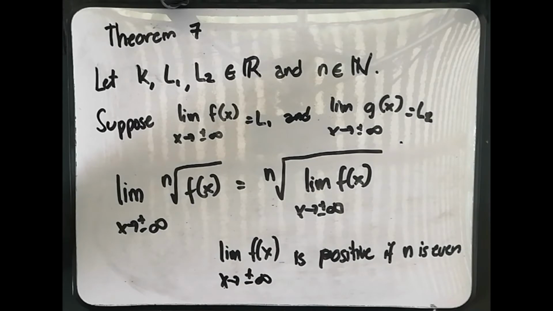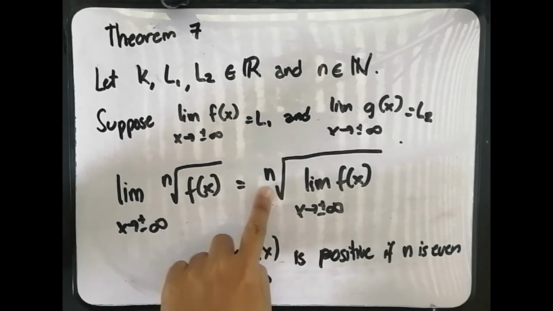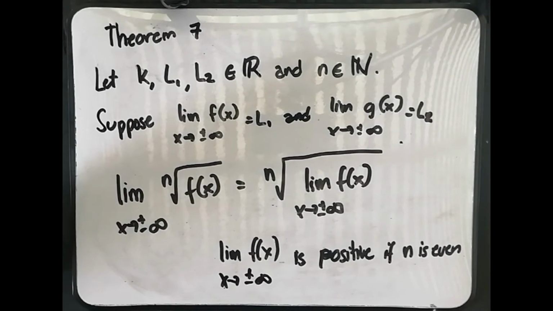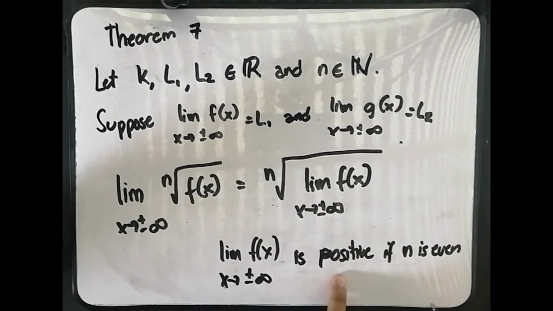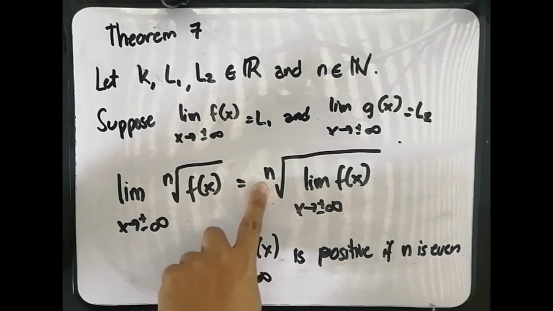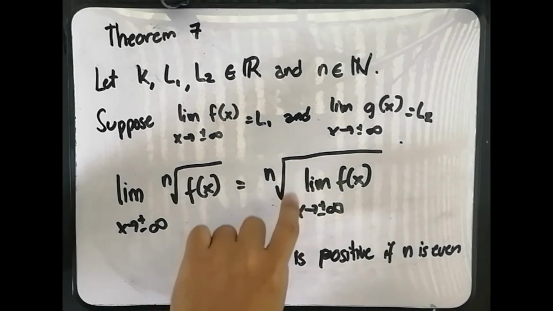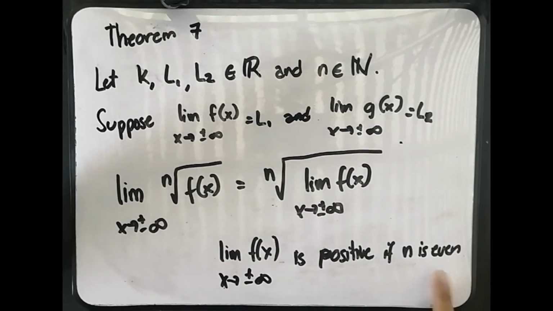Theorem number 7 states that the limit of the nth root of f of x as x approaches positive and negative infinity is equal to, pwede mong ilabas yung nth root. So we have nth root of the limit of the function as x approaches positive or negative infinity. However, this is only true if yung limit natin sa loob is positive kapag even yung n natin. Pero kapag odd si n natin, hindi na kailangang positive to. Pwedeng positive siya, pwedeng negative. So yun lang. Positive dapat yung nasa loob kapag yung n natin is even.